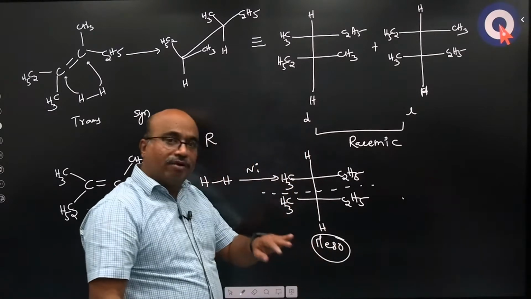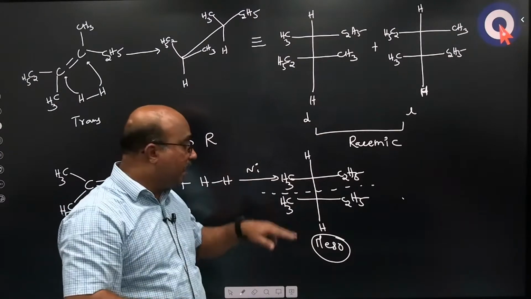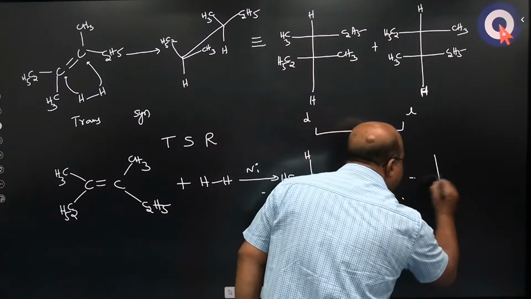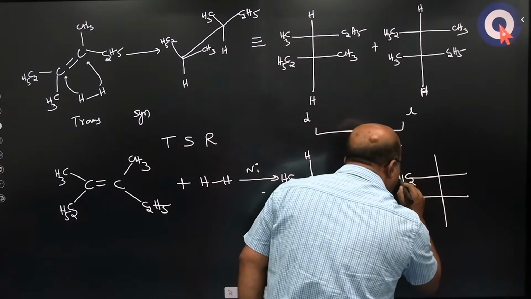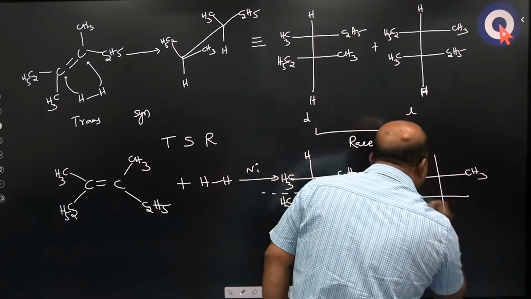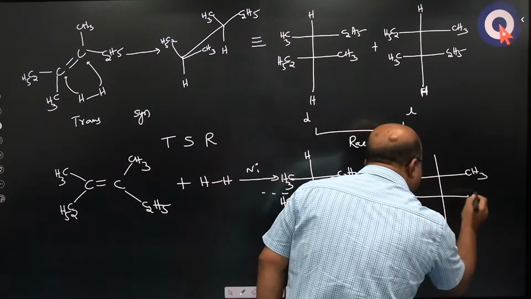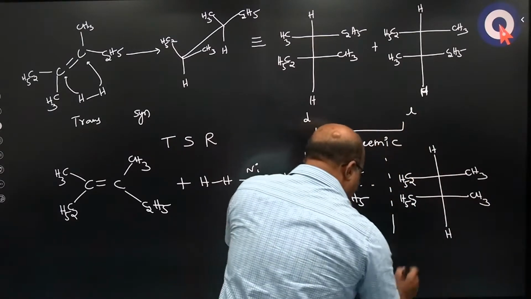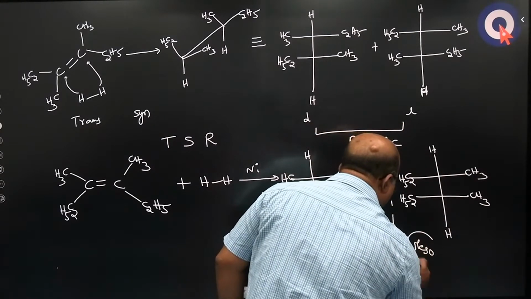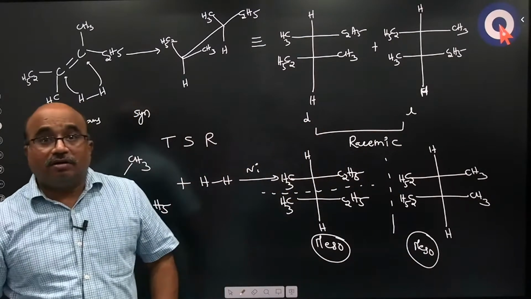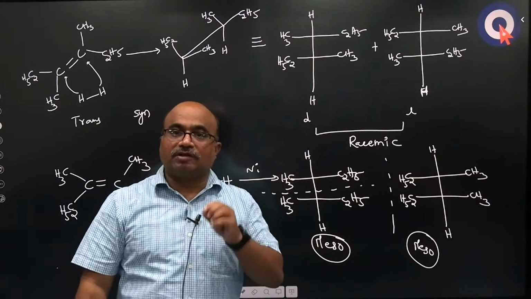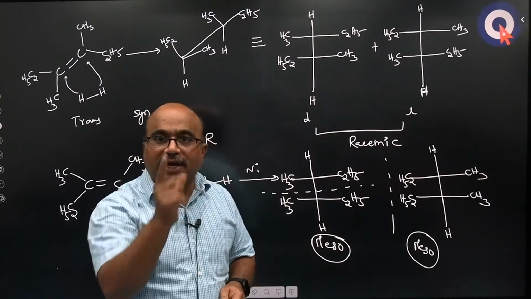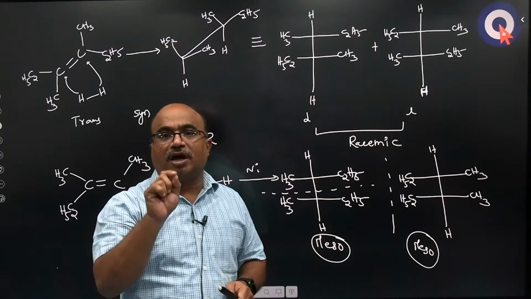But even if you add from the top, we get meso only. Even if you take its mirror image, C2H5, CH3, C2H5, CH3, hydrogen and hydrogen, both these compounds are nothing but meso compounds. They are not different compounds, they are the same, because the groups are the same.